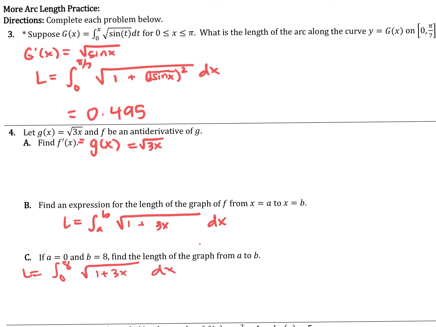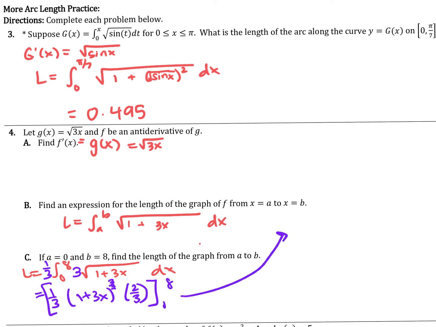I'm going to reverse the chain rule here. The derivative of the inside function is 3, so I need a 3 here, which means I need a 1/3 here. Now you can use u substitution if you want to, just make sure you change the bounds. So this is going to give me 1/3 of 1 plus 3x. It was to the 1/2 power. If I add 1, it's going to become to the 3/2 power times 2/3. And we're going to be evaluating this from 0 to 8.